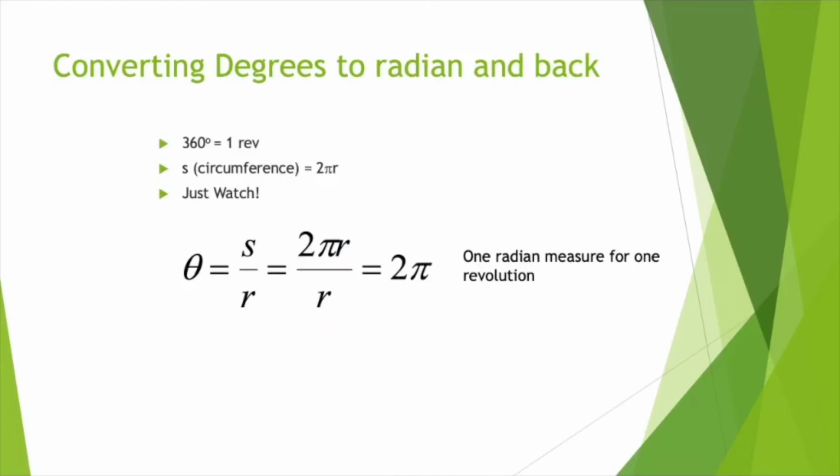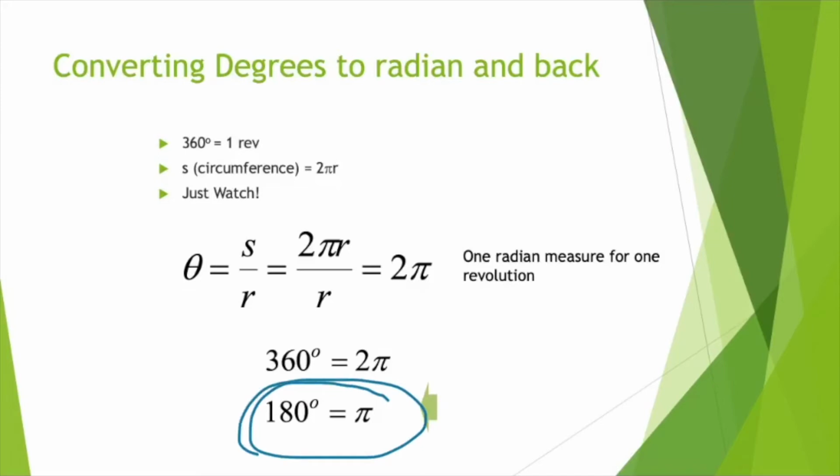We did this for a full revolution. That means that my 360 equals 2 pi. I'm going to divide both sides by 2, and my pi radians is going to equal 180. This is the conversion factor. Pi radians equals 180 degrees. You'll need to know this so we can convert radians to degrees.